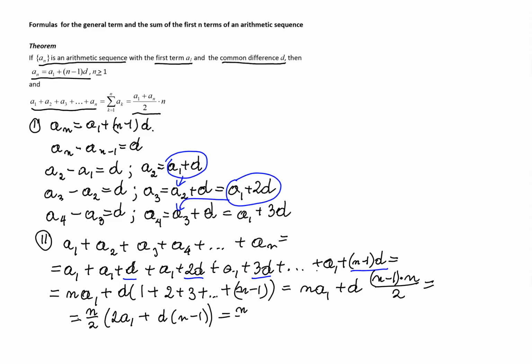And if we rewrite what we have in the parentheses again as a sub 1 plus a sub 1 plus n minus 1 times d, we'll see that the last two terms form a sub n. And therefore we'll obtain n over 2 times a sub 1 plus a sub n, which is really the right-hand side of that formula.